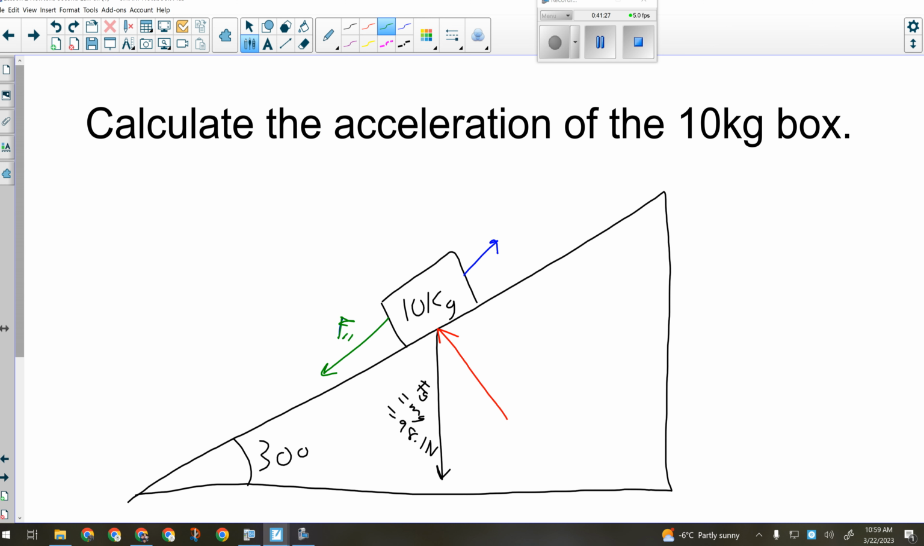Now, let's go back to this idea here. If I wanted to calculate F parallel, what would this angle be right here?